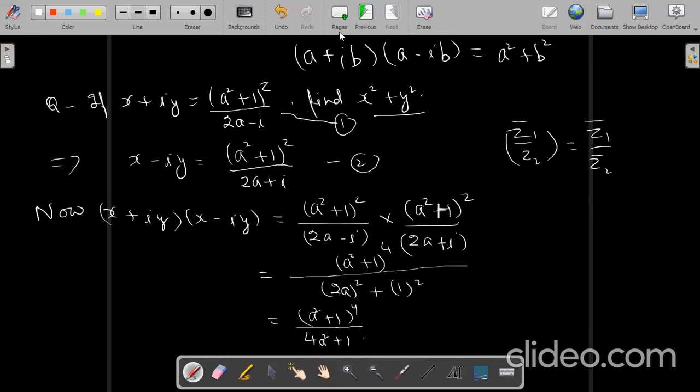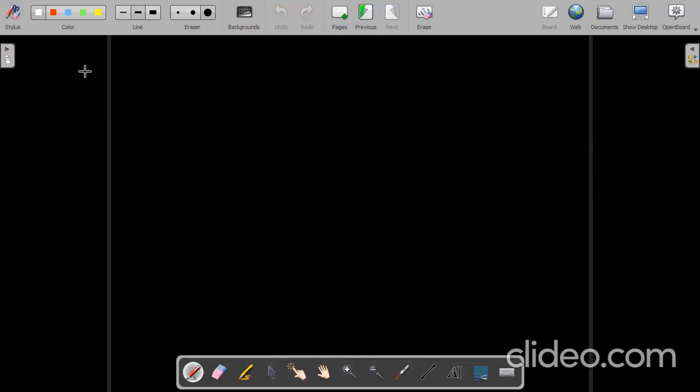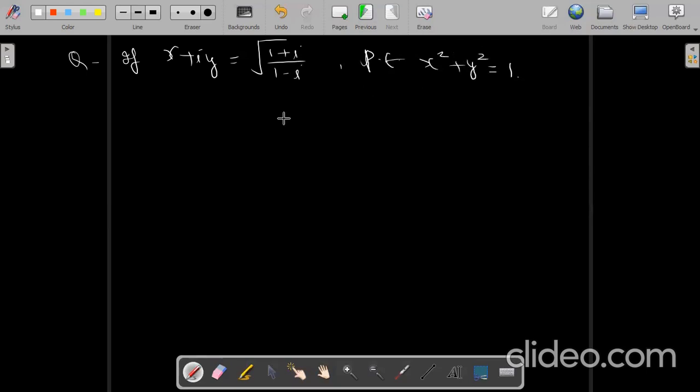Okay, so one more question is there. In that question, because of the root, you should first remove the root. Inside you can remove the root. Next question: if we are given x plus iota y is equal to under root (1 plus iota) upon (1 minus iota), then prove that x square plus y square is equal to 1.